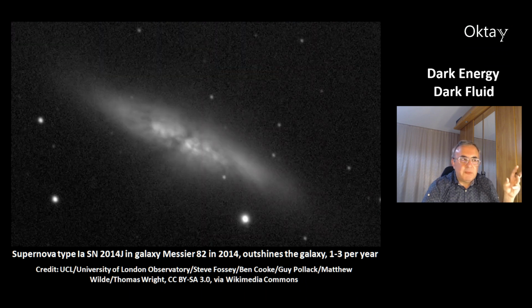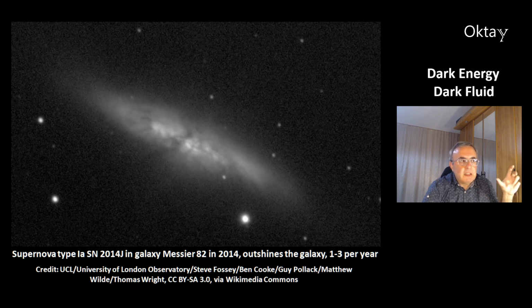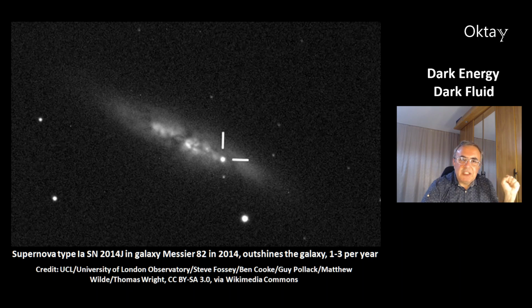This is another example of a supernova type Ia, this SN 2014J in the galaxy Messier 82 in the year 2014. That's the supernova here. It is so bright that it outshines the entire galaxy. It can last for several weeks. And for a normal galaxy, there are about 1 to 3 supernovas per year. So if you observe enough galaxies, you can find supernovas.